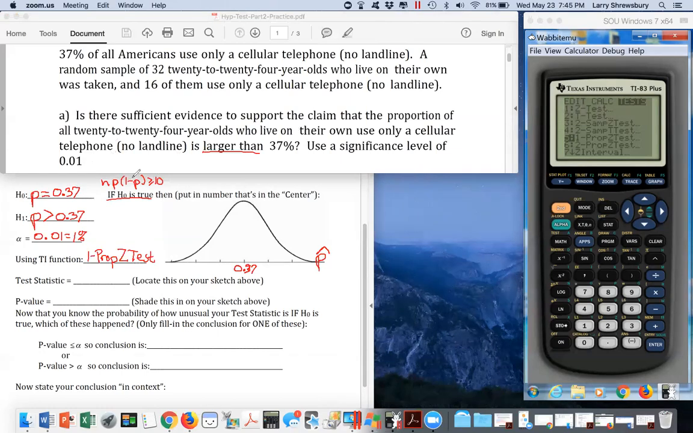Now, you notice on your formula sheet, it has the p hat there. So I'm going to use the p hat. So we've got a sample size of 32, and our p hat is the 16 out of 32, which happens to be 0.5, and 1 minus p hat.